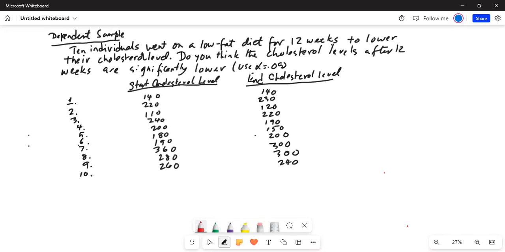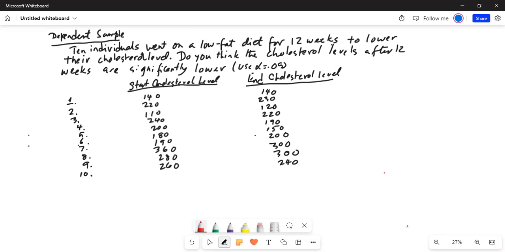Ten individuals went on a low-fat diet for 12 weeks to lower their cholesterol level. Do you think the cholesterol levels after 12 weeks are significantly lower? Use alpha equal to 0.05. There are two columns of data. For the same 10 individuals, we have the start cholesterol level at the beginning and the end cholesterol level at the end of the 12-week period.